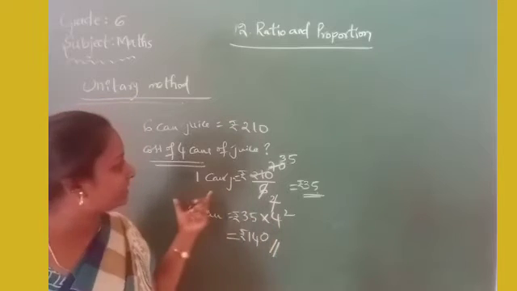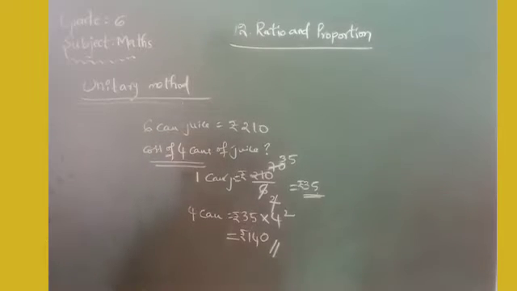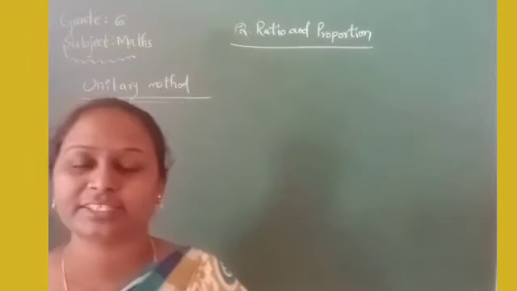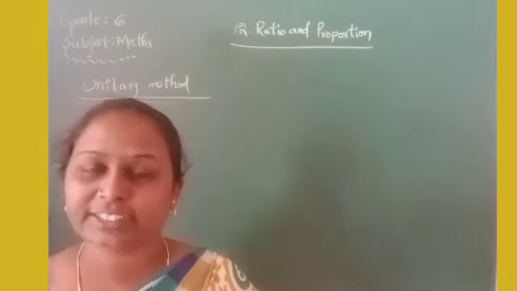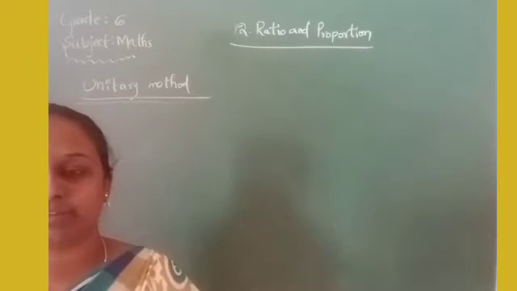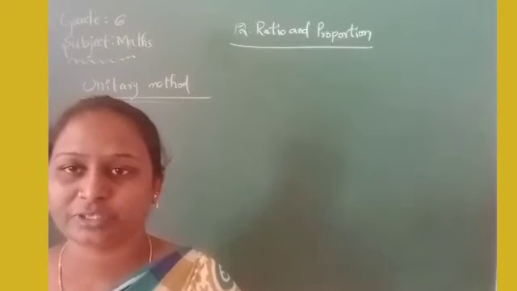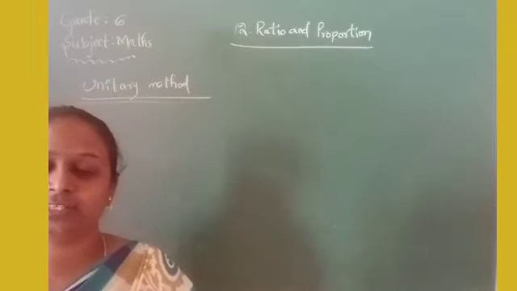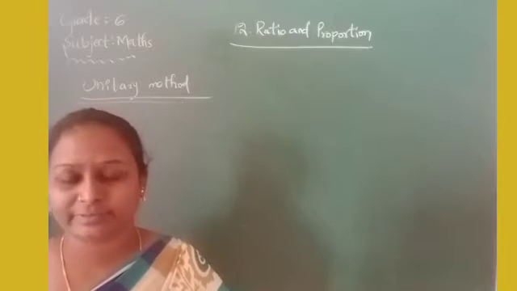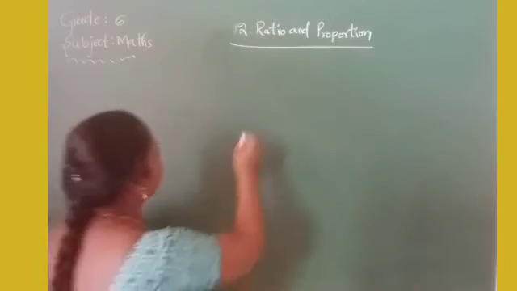Okay children, so this is the unitary method. Write the definition in your notebook: the method in which we first find the value of 1 unit and next find the value of the required number of units is called the unitary method. Finding the value of 1 unit is called the unitary method. Okay children? Based on that unitary method, today we will solve Exercise 12.3 problems.